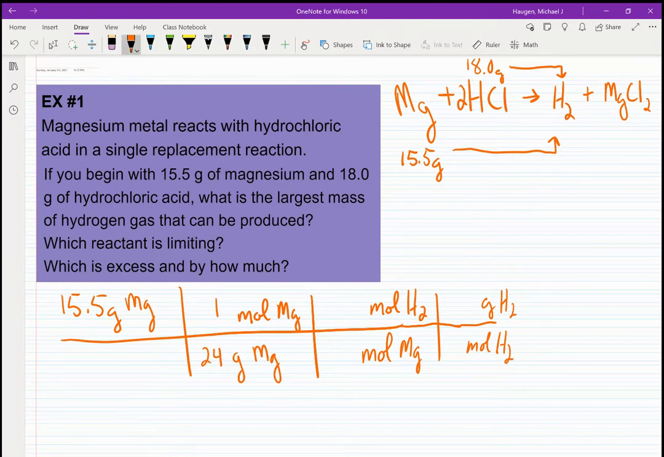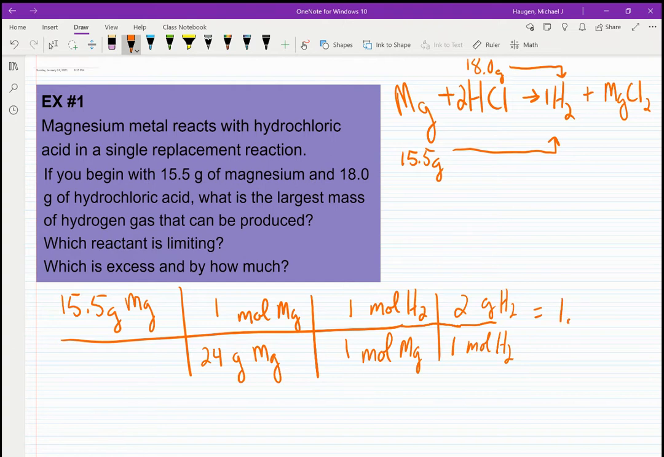Where do I get my mole to mole ratios? I get an imaginary 1 in front of the hydrogen, 1 there. In front of the magnesium is a 1 as well. So it's just a 1-to-1 ratio there. So that makes life pretty easy for the calculations. And then 1 mole of hydrogen is 2 grams of hydrogen. So when I calculate that out, I take 15.5 grams times 2 divided by my 24.